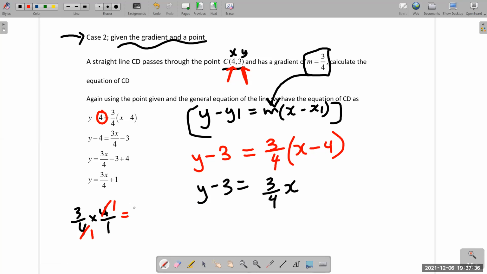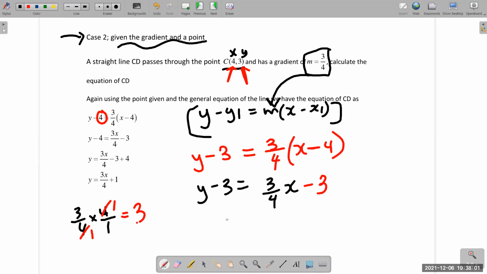What are you going to end up with? 3 as a whole number. And because it was minus, it's going to be minus 3. Everybody see that? Let me know if you see it.